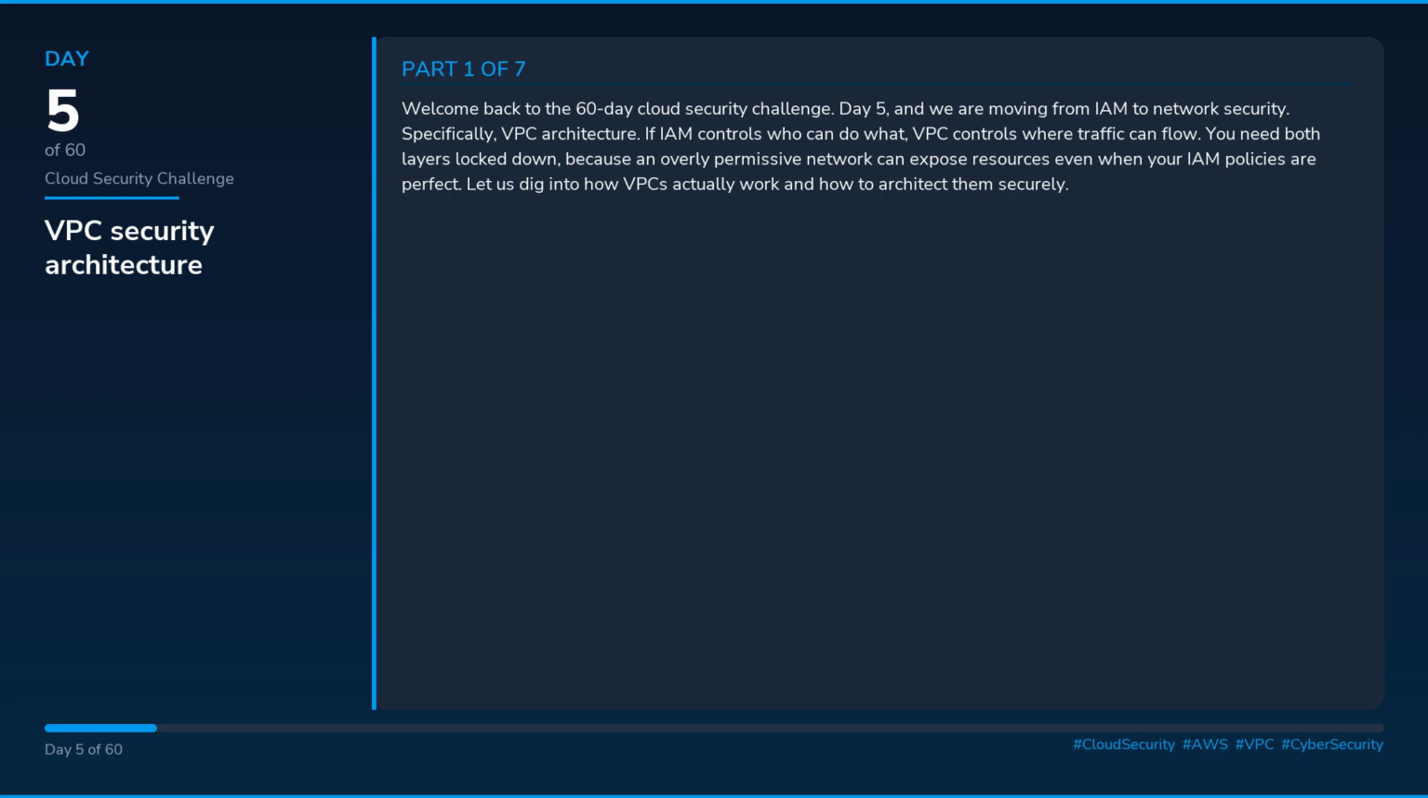Welcome back to the 60-Day Cloud Security Challenge. Day 5, and we are moving from IAM to network security. Specifically, VPC architecture. If IAM controls who can do what, VPC controls where traffic can flow. You need both layers locked down, because an overly permissive network can expose resources even when your IAM policies are perfect. Let us dig into how VPCs actually work and how to architect them securely.